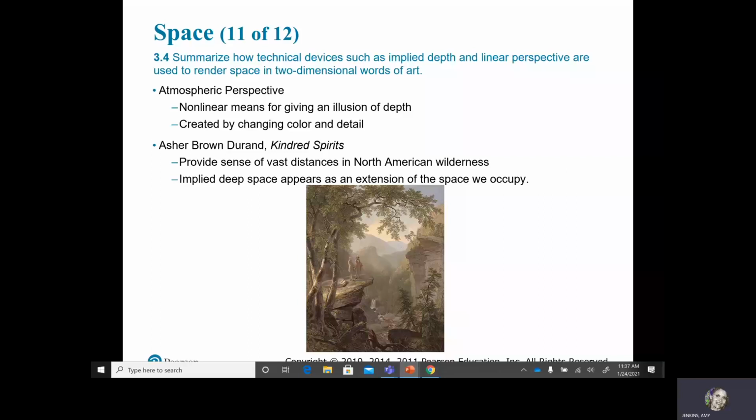In atmospheric perspective, it's a nonlinear means for giving an illusion of depth. It's created by, as things recede into the space, the colors become duller and things become less detailed, a little more fuzzy because it's further away. So we have Asher Brown Durand, Kindred Spirits image. It provides a sense of vast distances in North American wilderness. Implied deep space appears as an extension of the space we occupy.